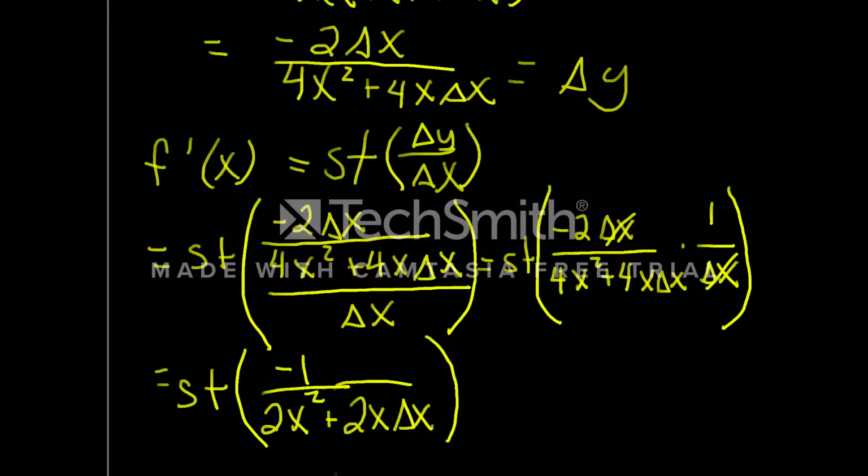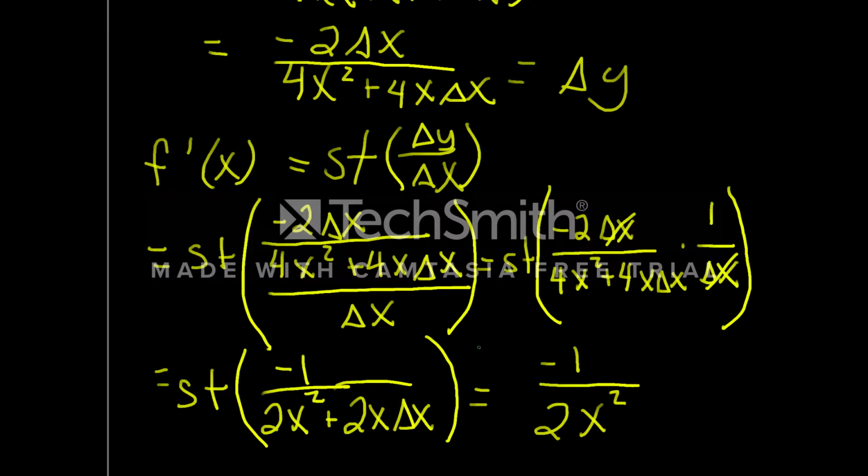And now this is not an indeterminate form. The top is finite, as is the bottom, since x is real and delta x is an infinitesimal. When we slide the standard part through, the numerator will be negative 1. This will be 2x squared, and because of the product here, the standard part of this is 0. So we get left that the derivative is equal to negative 1 divided by 2x squared. So that's what f prime is.